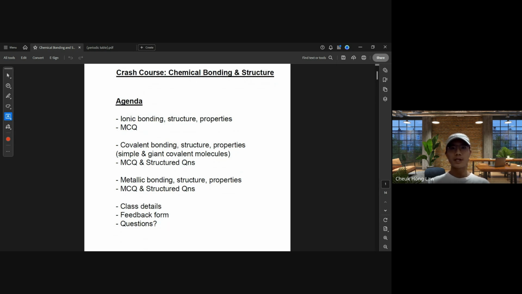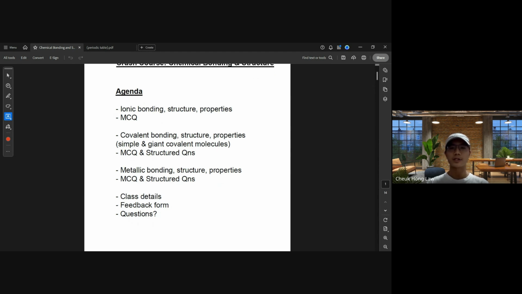So for today's agenda, we're going through ionic bonding, the structure and properties of ionic compounds, and then there'll be MCQ questions for you to try. Then covalent bonding, for both simple and giant covalent molecules. We will go through the structure and properties as well, and there will be MCQ and structure questions at the end. And finally metallic bonding. So these three different types of bonding, and then the structure and the properties. And there'll be MCQ and structure questions.